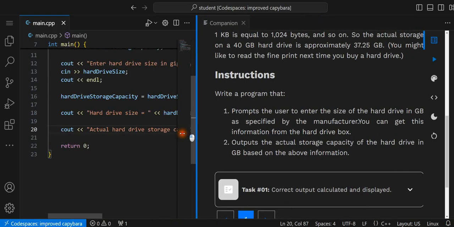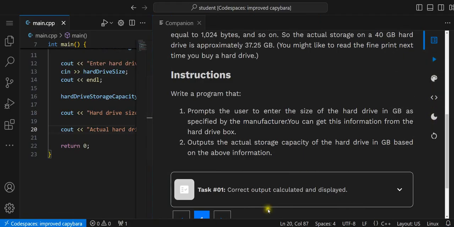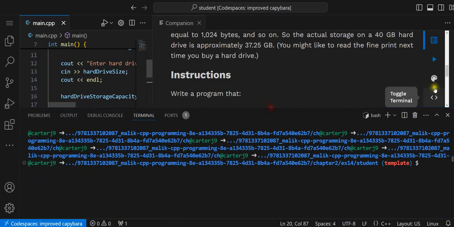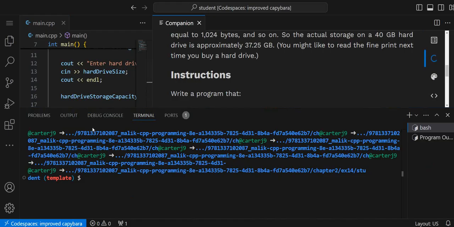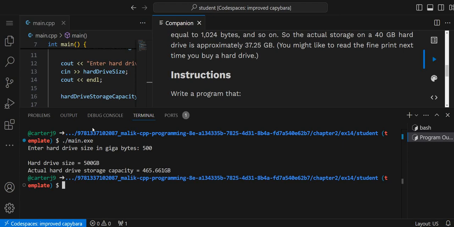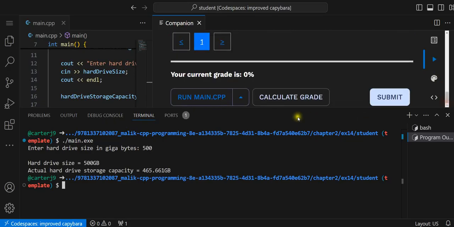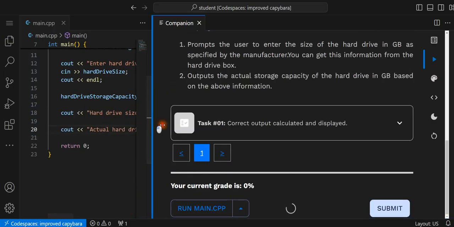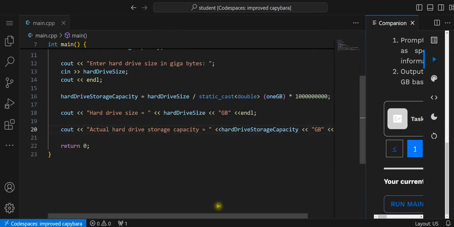See what we're going to get. We're going to put in information. Enter hard drive size in gigabytes. Let's go 500 gigabytes, and your actual size is 465.661. All right, so let's go ahead and calculate that. And while we calculate it, we'll give you another look at the code so that if you're unable to get that 100%, you can look at where you went wrong.